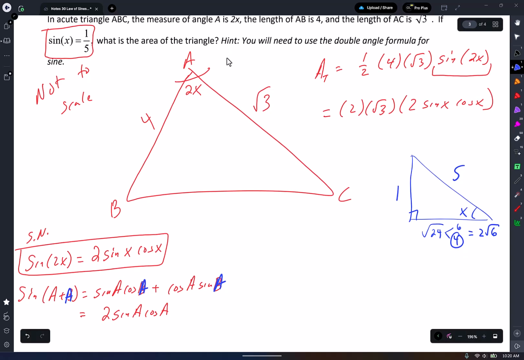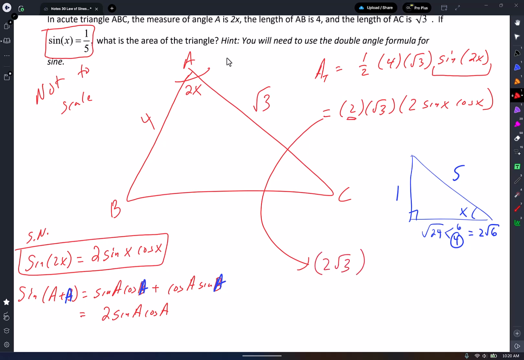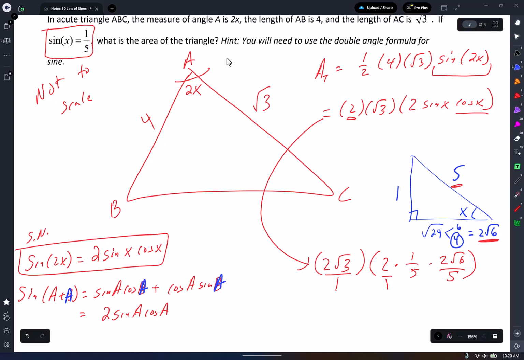So I got everything I need. I'm going to bring this down here, guys. So let's see. 2 times, I guess I'll write it like this. 2 square root of 3. And then times 2 times 1/5 times, and then I need cosine x. Well, cosine is 2 square root of 6 over 5. Yeah, adjacent over hypotenuse. All right, here we go, guys. This is like over 1, and this is like over 1. Don't worry, we're almost done. We just got one more after this.